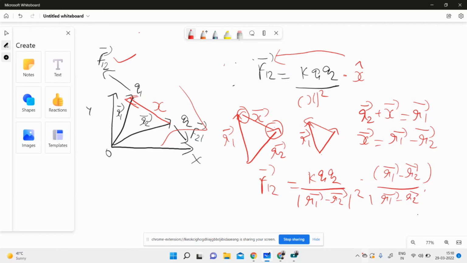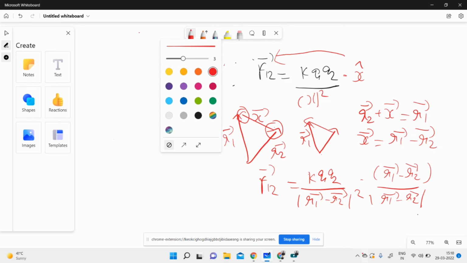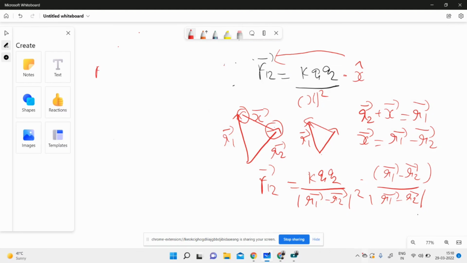Clear students? So this is your vector law. This is how we will represent the addition of two vectors. Now, in the same way, we'll also find F21. But one thing is there, in F12 I can still write it as K Q1 Q2 upon the modulus of R1 minus R2, the whole cube, into R1 minus R2. Clear?